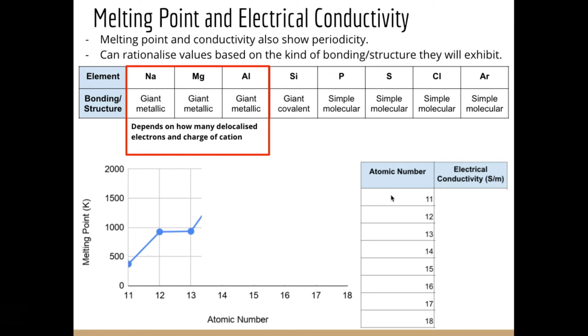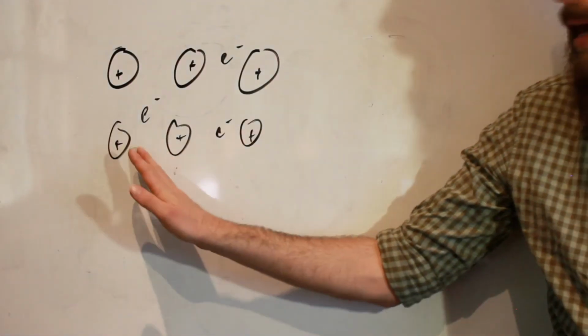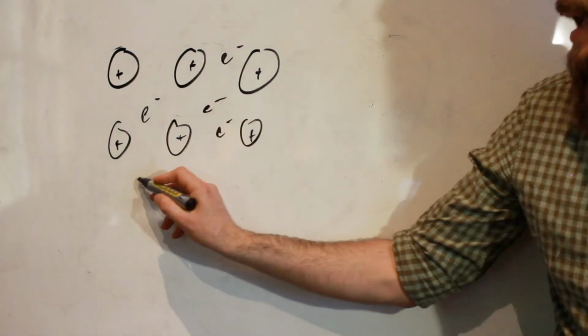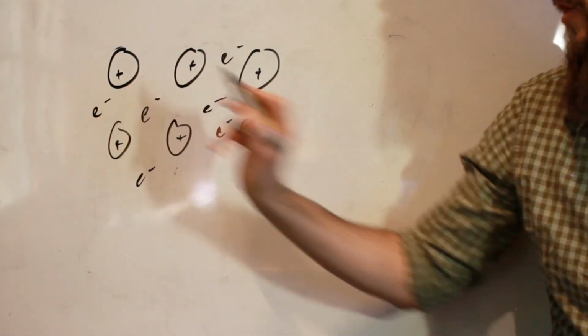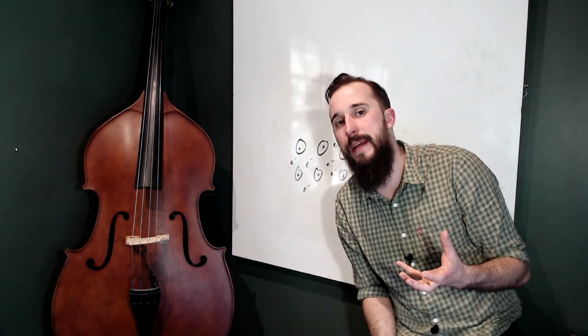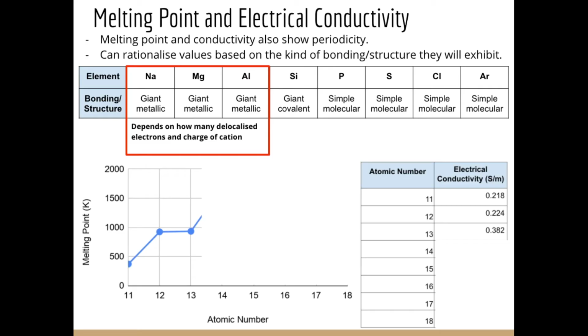Now we see the same thing in the electrical conductivity for the same reason. Electrical conductivity is just a flow of charged particles. The more delocalized electrons, the more we can conduct. So if we compare sodium, where each sodium atom contributes 1 delocalized electron, to aluminium, where each atom contributes 3 delocalized electrons, that's going to mean more delocalized electrons and a higher electrical conductivity, and that is indeed what we observe. So they're our giant metallic ones.